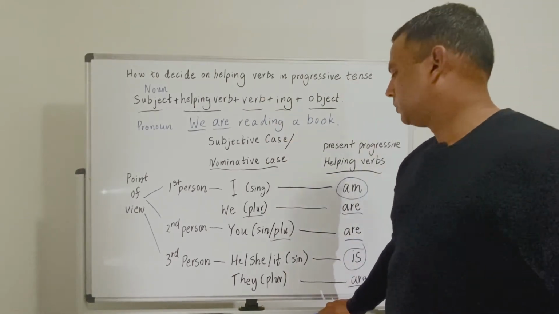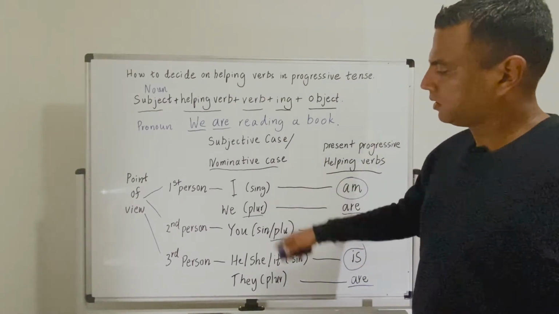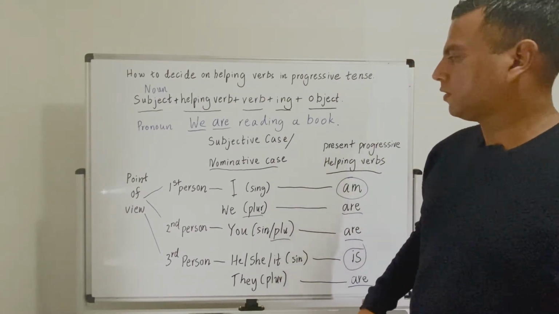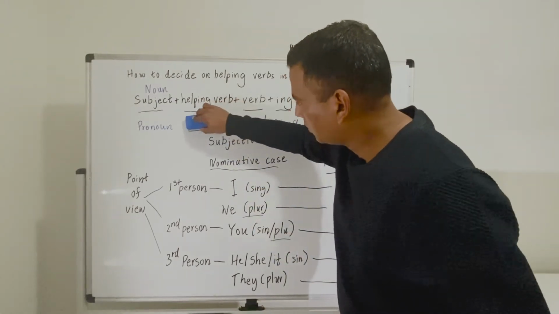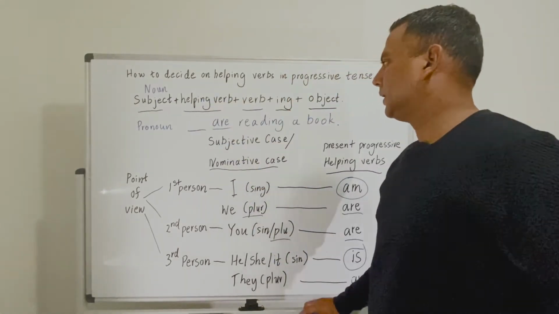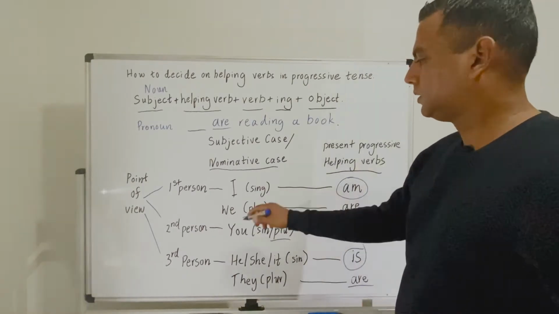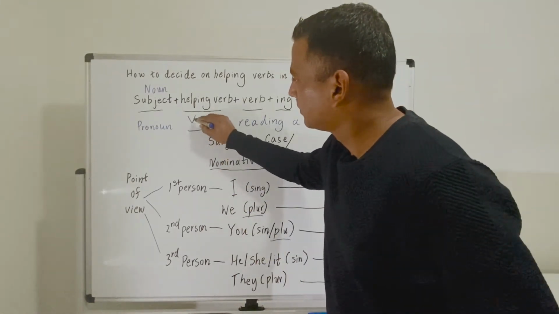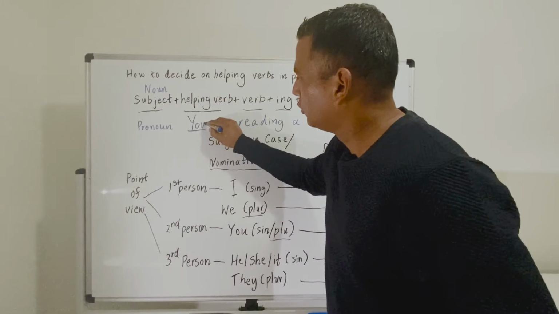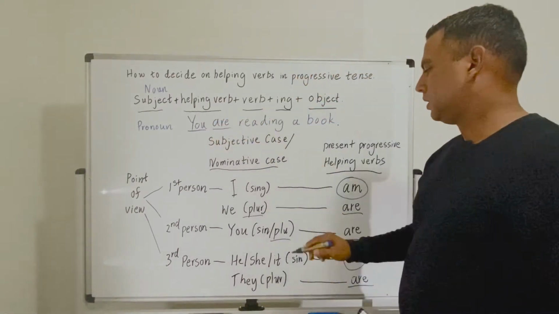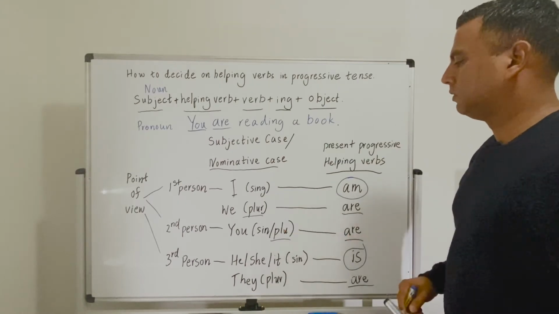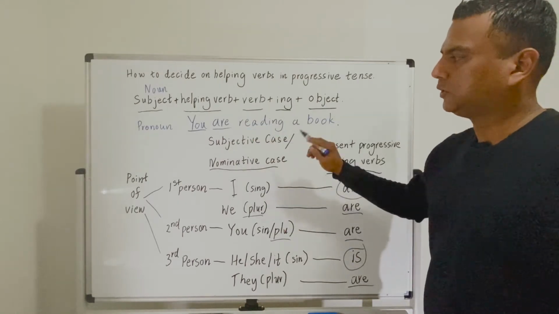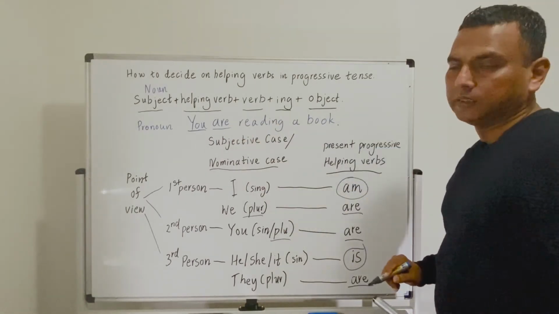So likewise we can now try the rest of the subjective cases also and see how things are getting changed. So if you use the second person you here, then you don't have to change. It's are again under present progressive. The helping verb for you is are, so we didn't have to change even that. So you are reading a book.